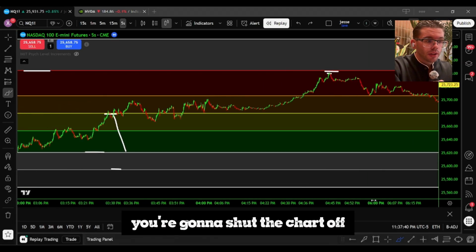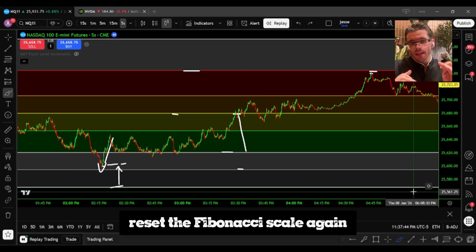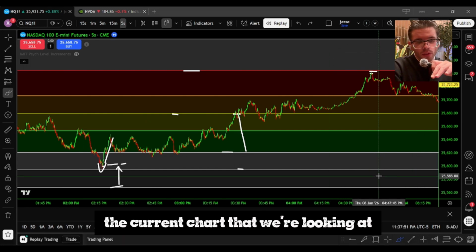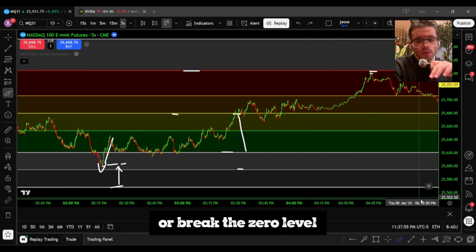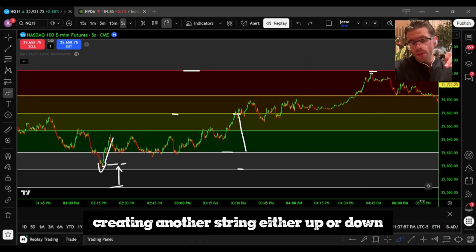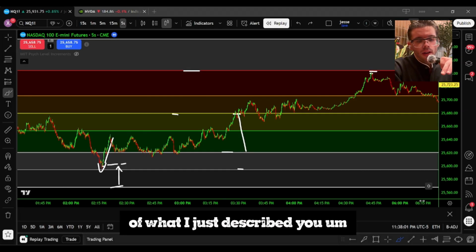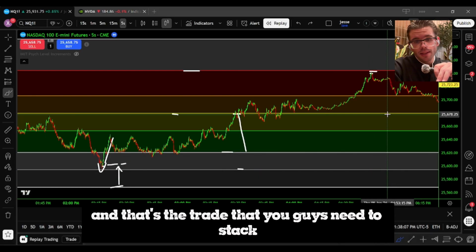And from there, you're going to shut the chart off and wait for the next string of price, and reset the Fibonacci scale again. Ideally, we would want that string to be outside of the current chart that we're looking at. So we would want them to break the 100 or break the 0 level, creating another string either up or down. We would do the same exact process of what I just described to you, and continue to go from the 11% back to the fair value. And that's the trade that you guys need to stack with.